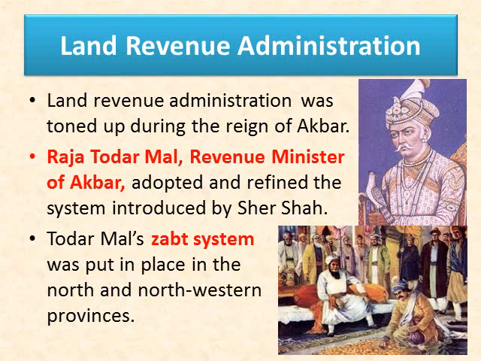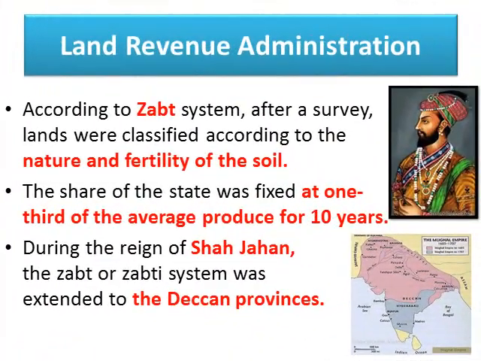Todar Mal's Zabt system was put in place in the north and northwestern provinces. So the system was Zabt and it was implemented in the north and northwestern provinces. Dear children, according to the Zabt system, after a survey, that is after an estimation, lands were classified according to nature and fertility of the soil. They had a survey and they were dividing the land according to their nature and the fertility of the soil.